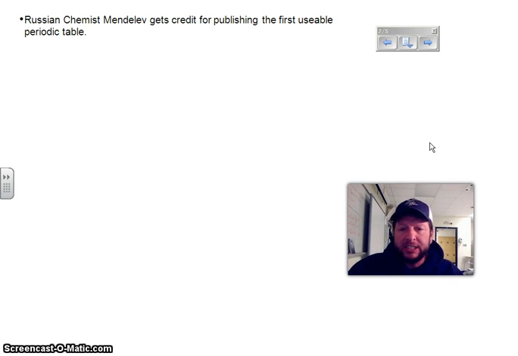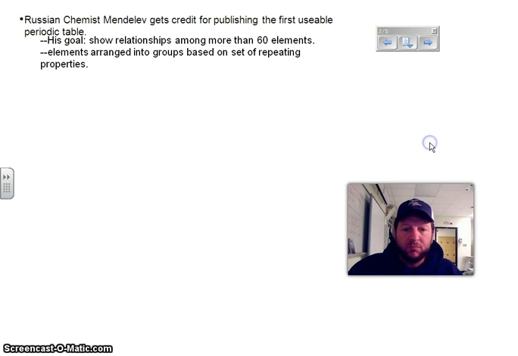Now, his periodic table, his goal of his periodic table was to show the relationships amongst more than 60 elements. He arranged these elements into groups based on a set of repeating properties.